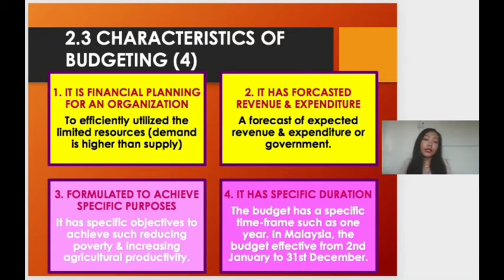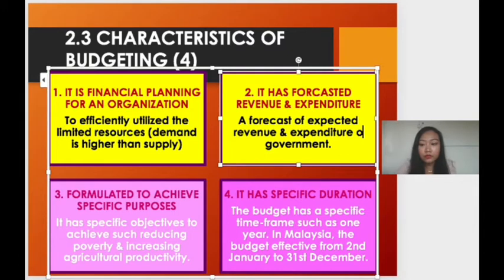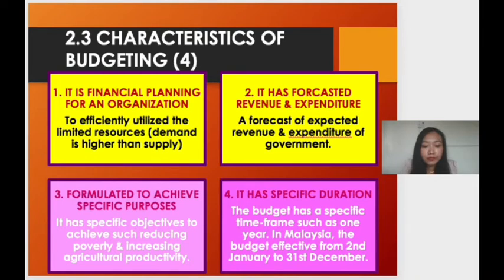The first one, it is financial planning for an organization to efficiently utilize the limited resources. Demand is higher than supply. Second one, it has forecasted revenue and expenditure. A forecast of expected revenue and expenditure of government. The third one, formulated to achieve specific purposes. It has specific objectives to achieve, such as reducing poverty and increasing agricultural productivity.